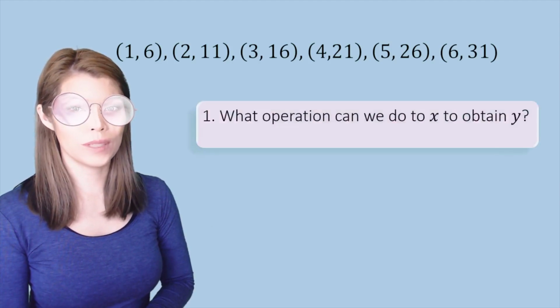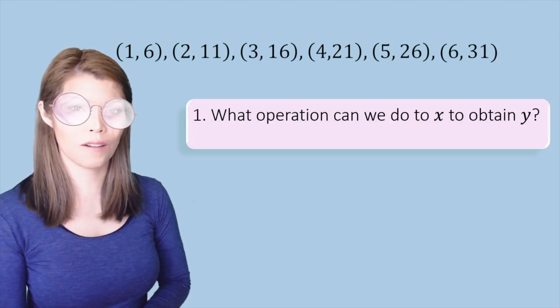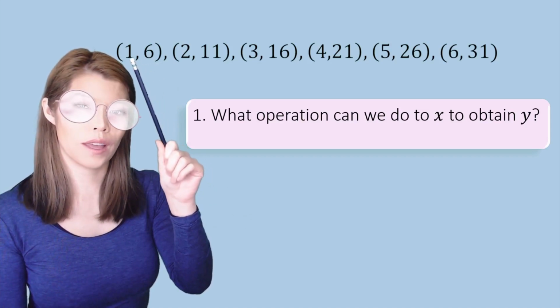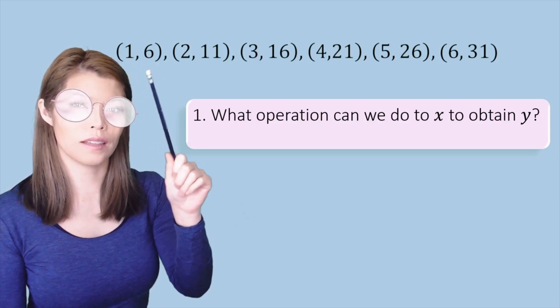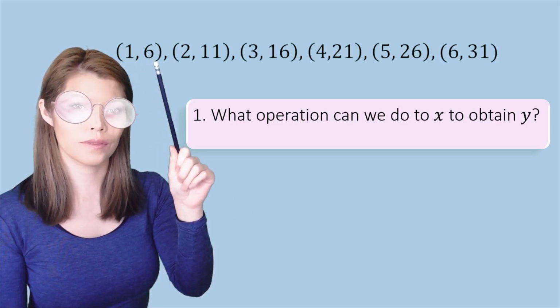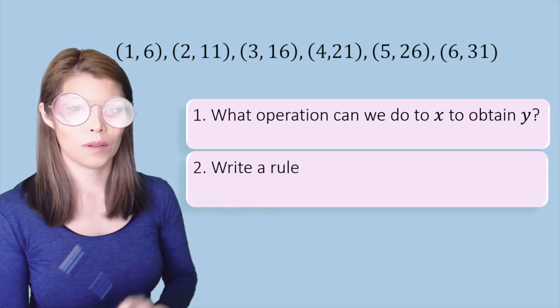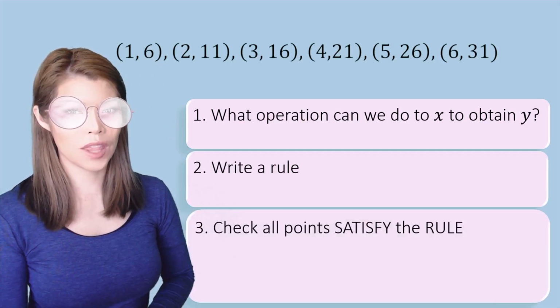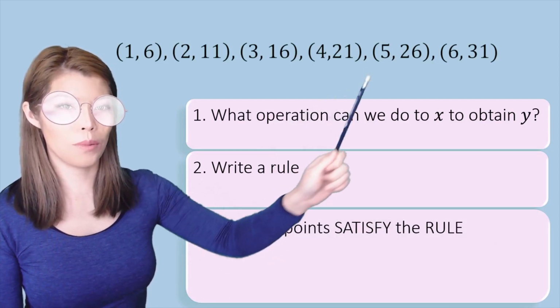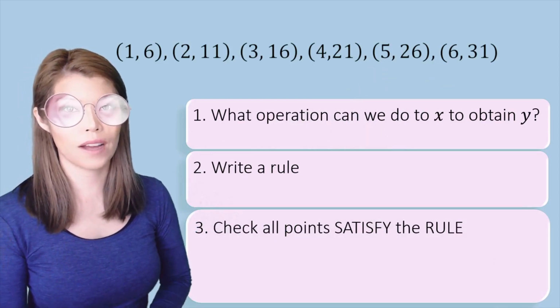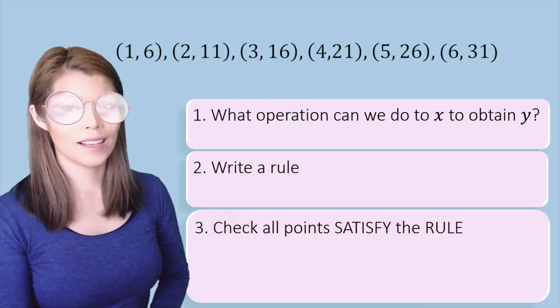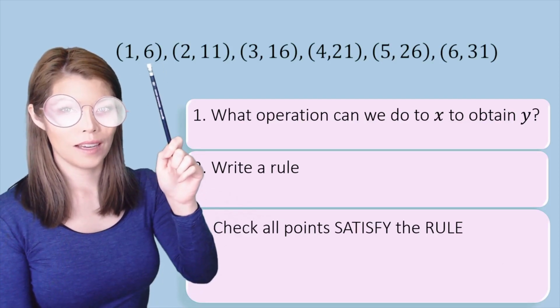To find a rule, we take 3 steps. First, we think of what operations we can do to the x value to get the y value. Step number 2, we write a rule, and then thirdly, we check that all the rest of the points satisfy the rule that we came up with. So let's have a look. What can we see here?